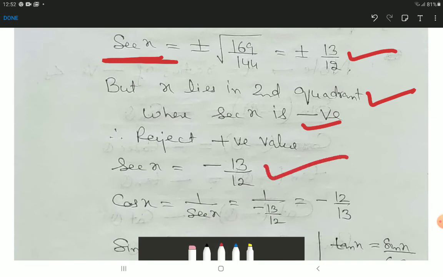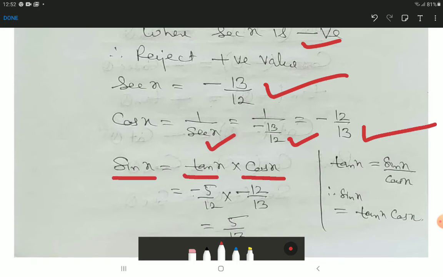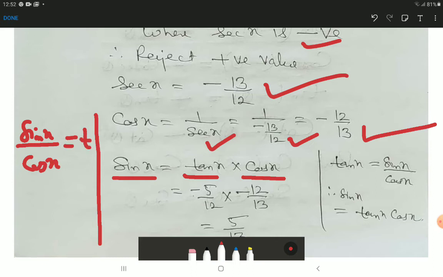Now we can calculate cos x also. Cos x is equal to 1 by sec x, 1 upon minus 13 by 12, that is minus 12 by 13. And sin x is equal to tan x into cos x. How? Because we know that sin x upon cos x is equal to tan x.